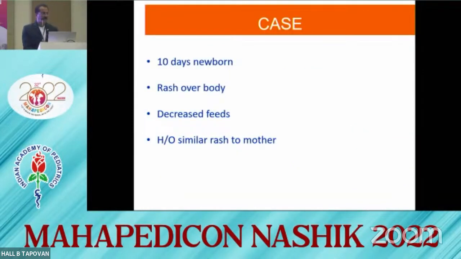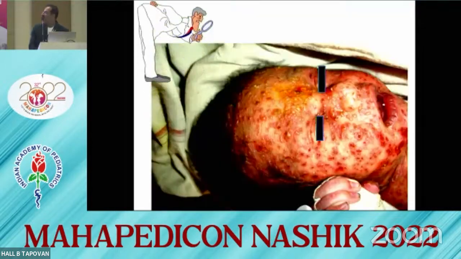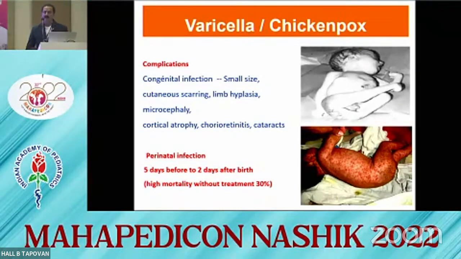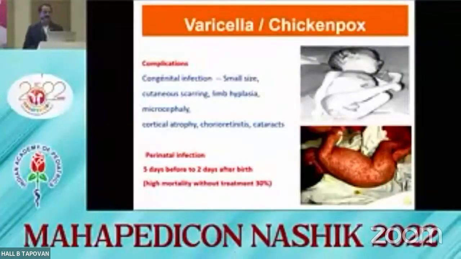This is a 10-day-old newborn with a rash over the body and decreased feeding. The mother had a similar rash before delivery. What is this? Neonatal varicella. If a mother gets infection in the first trimester, you get congenital varicella, and if perinatal infection occurs 5 days before or 2 days after birth, it is neonatal varicella. Mortality is very high, so you have to treat with acyclovir. Any prevention? When can we prevent it?